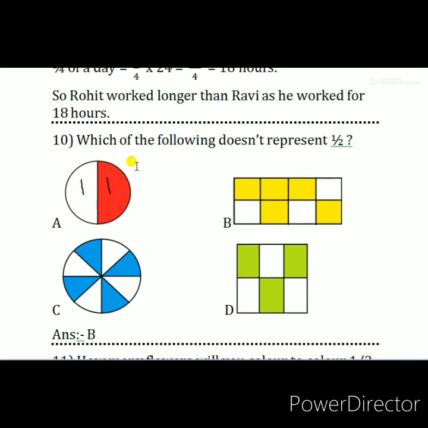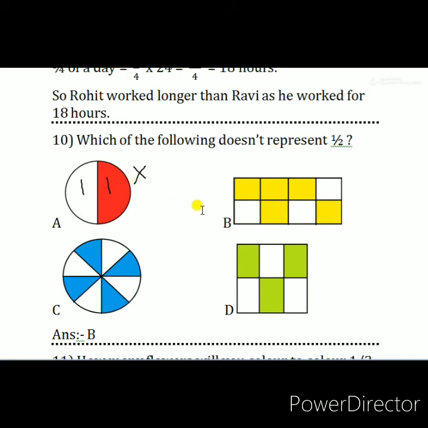So that is half. It is not our answer. It is showing the correct, exact half of the circle. So the first one is not our answer. It is representing half, so it is not the one that doesn't represent half.